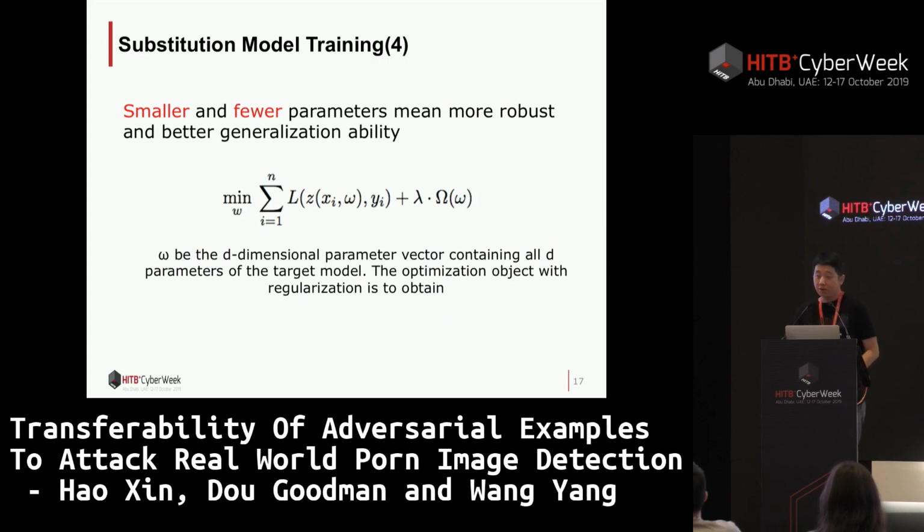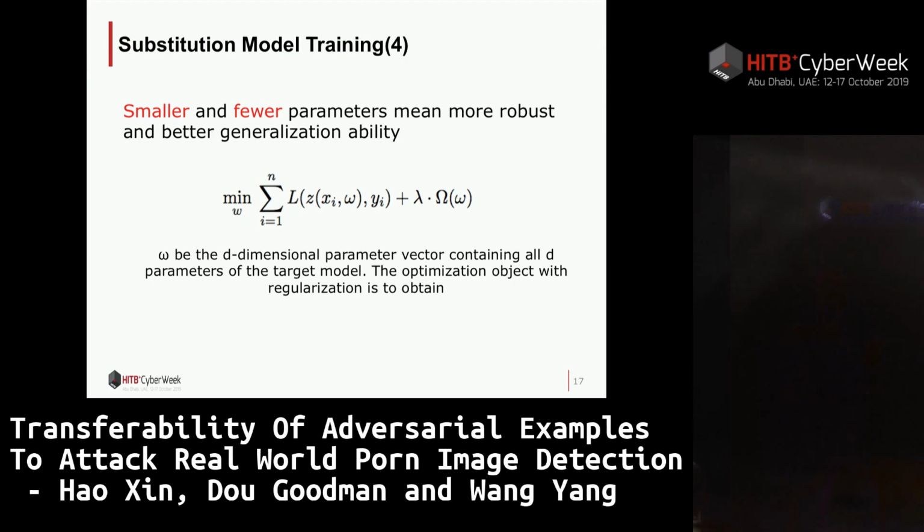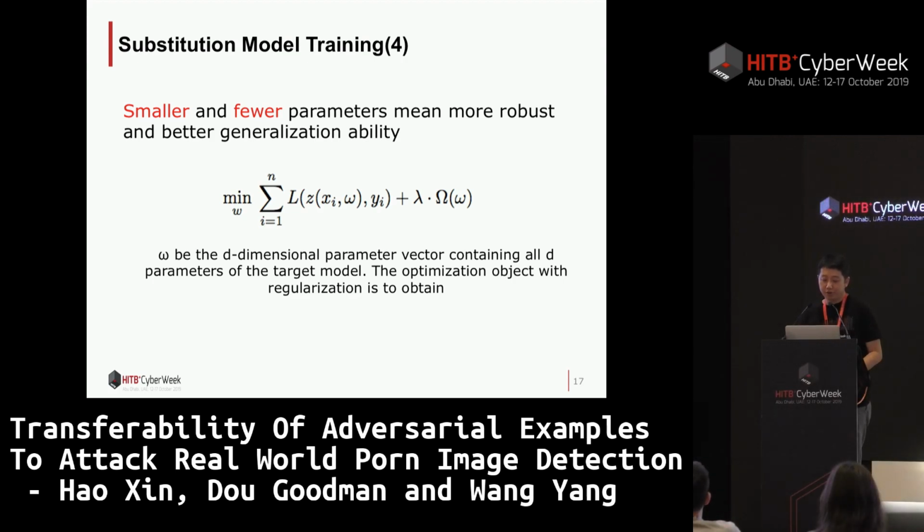Because the dataset is very small, and there are only 2 target categories, too many parameters will make the training overfit, and the features will not be robust. So we want to make the features of the substitution model more robust. One way is to reduce the number of parameters by pruning.